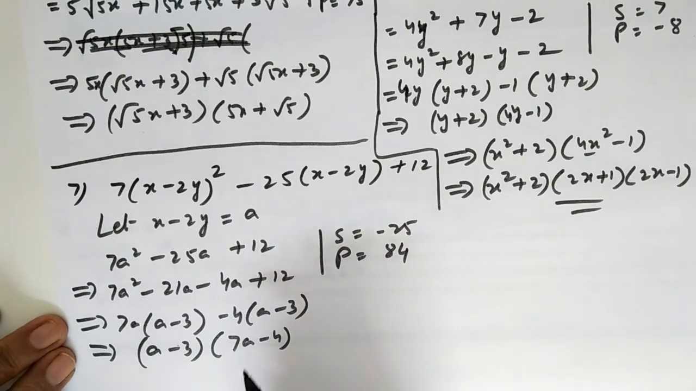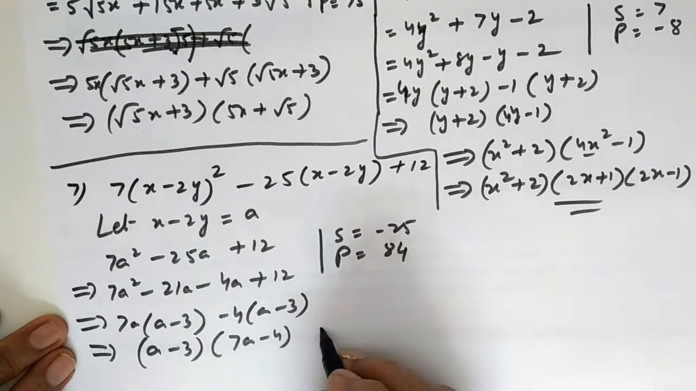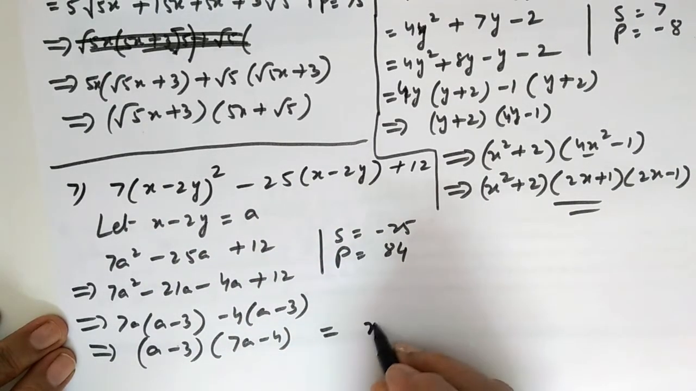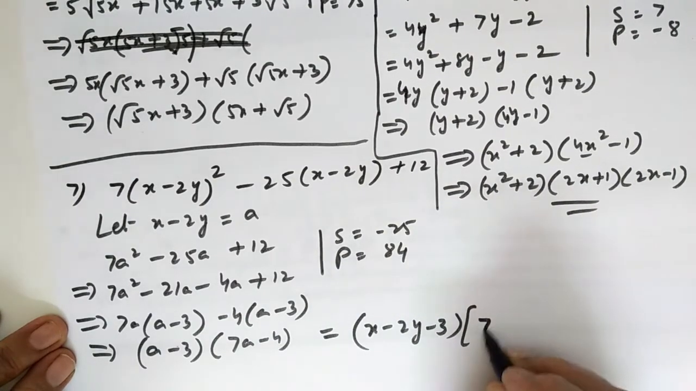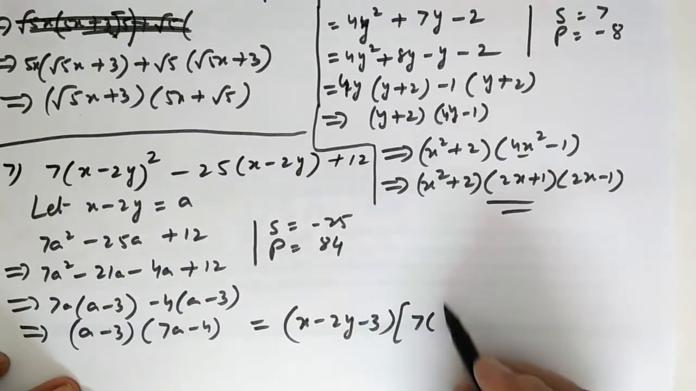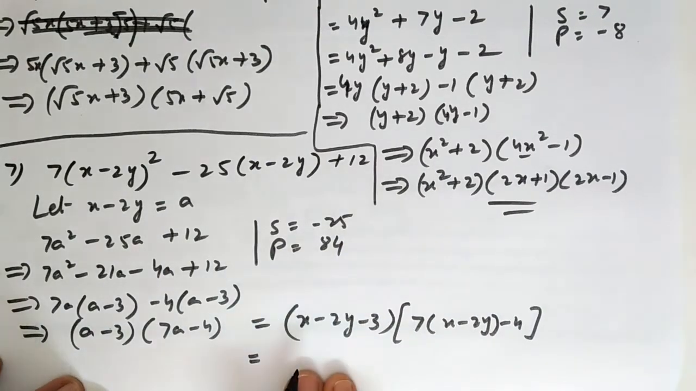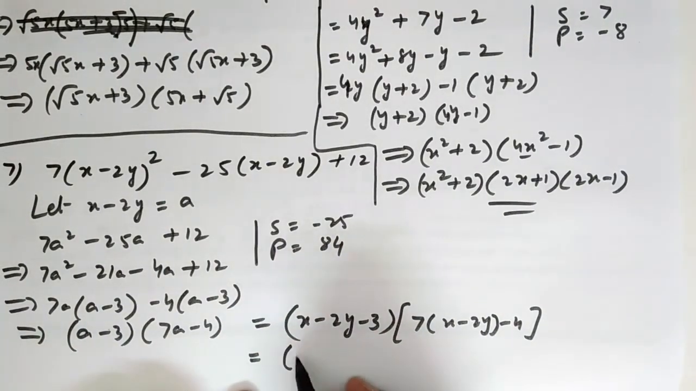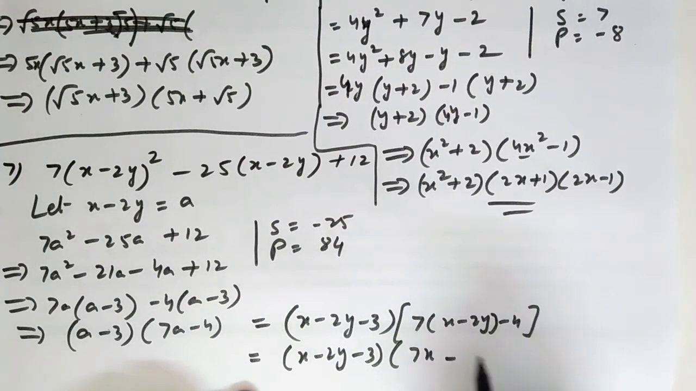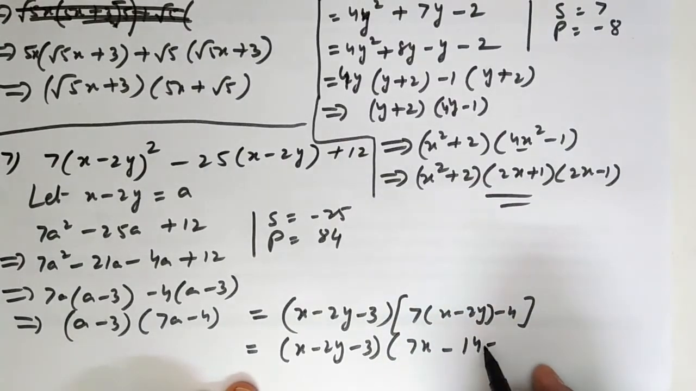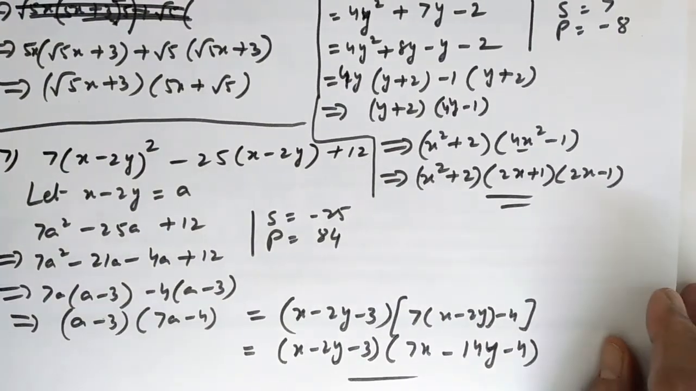Again you have to replace a with x minus 2y because this was our own supposition. So you can write this as x minus 2y minus 3, and 7 into a, instead of a, x minus 2y, minus 4. Again I will open this bracket, the second bracket: x minus 2y minus 3, 7x minus 14y minus 4. These are the factors of the given expression.